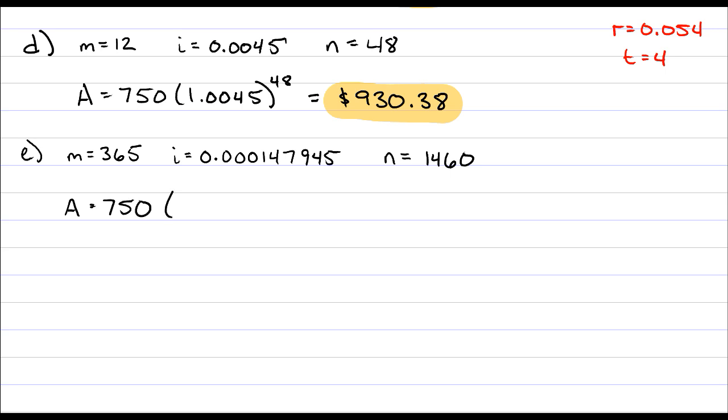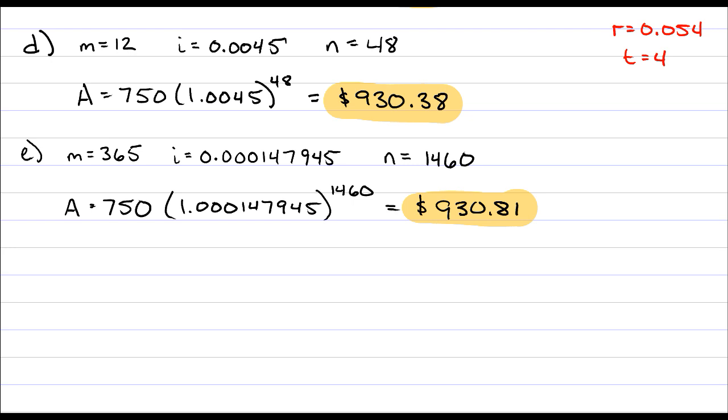So A is 750 times 1.000147945 raised to the 1460, and I can calculate that, and I get $930.81. So notice that is slightly larger than what we had if we were compounding monthly, but not much larger, less than 50 cents, 43 cents larger.